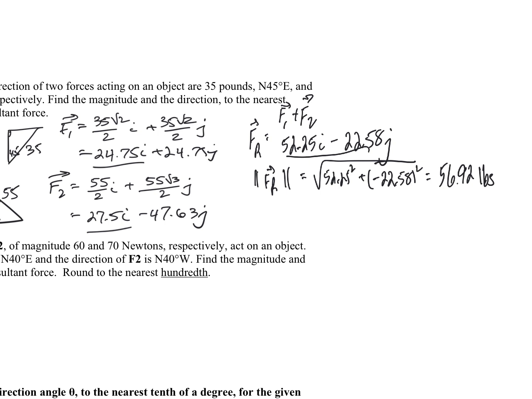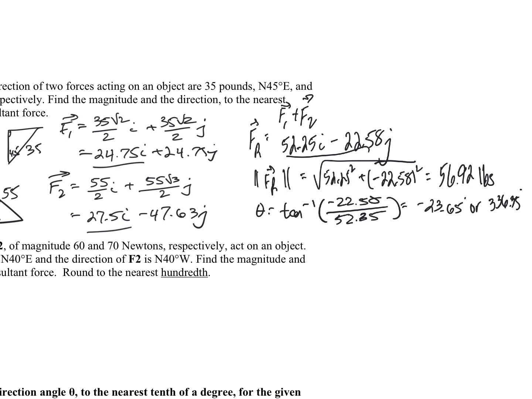The last part is the direction. So once you have the resulting vector, as stated previously, I can do tan inverse of J over I, and I end up with the angle negative 23.65 degrees. Now, you should be pretty comfortable adding 360 to this to get a positive angle, right? If it's a negative angle, just add 360, it's the same direction.